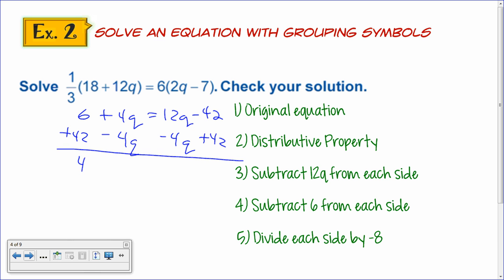Okay, so it gives me 48. Cancel those out, bring my equal sign down. That gives me 8 cubed. Divided by 8. Q equals 6.